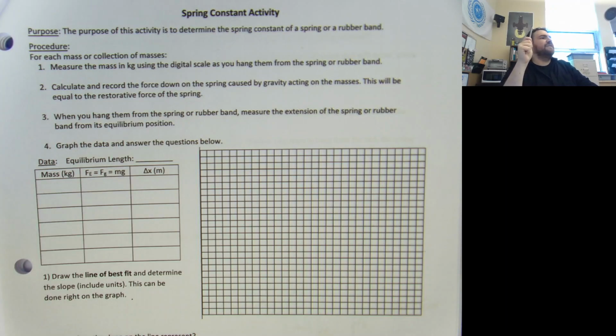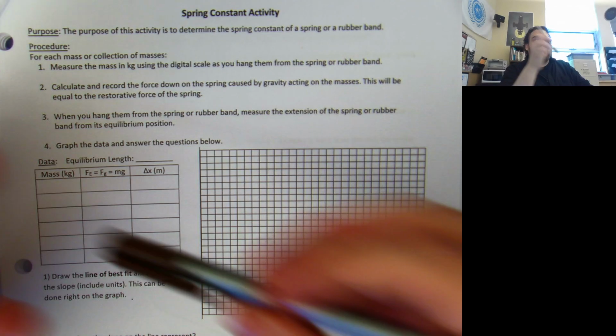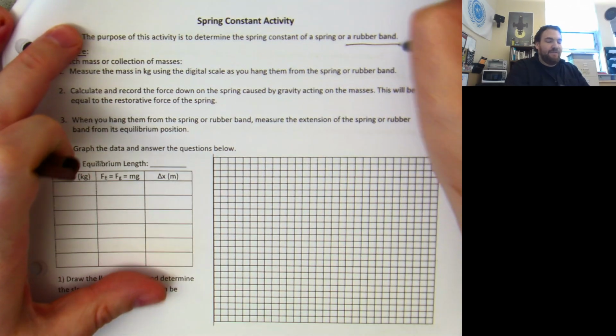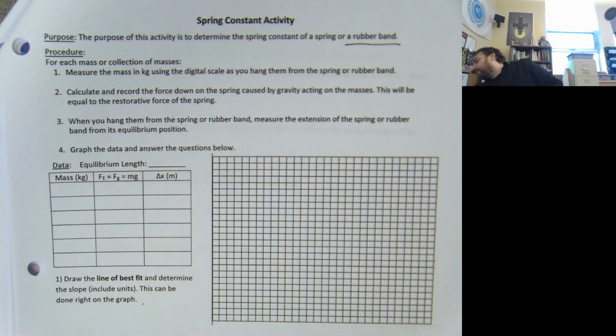1, 2, 3, 4, 5, 6, 7, 8, 9, 10, 11, 12, 13, 14, 24. There's an even number of you. Fantastic. You're working in pairs to find the spring constant of a rubber band. I will give you the rubber band in a second.